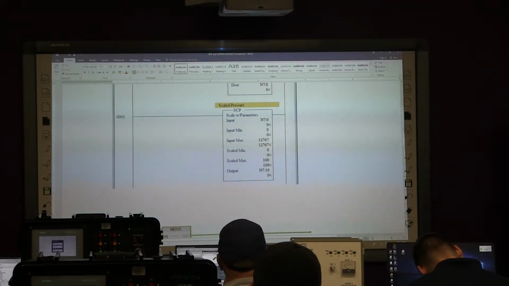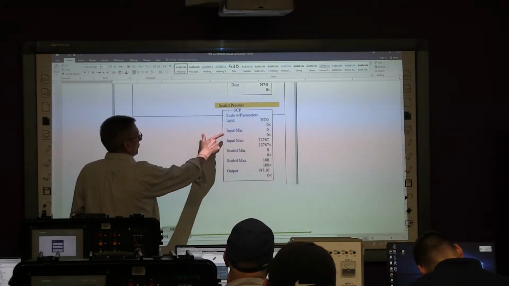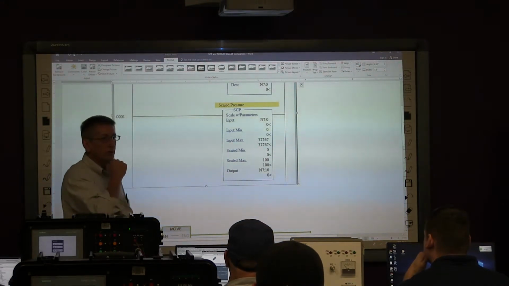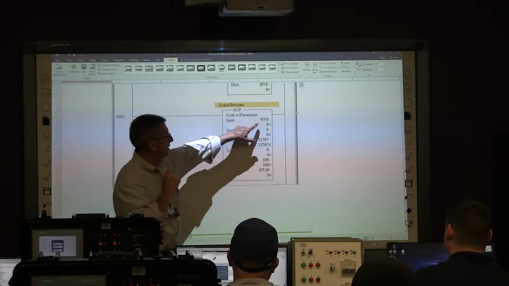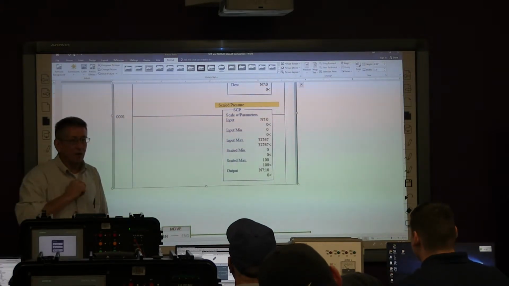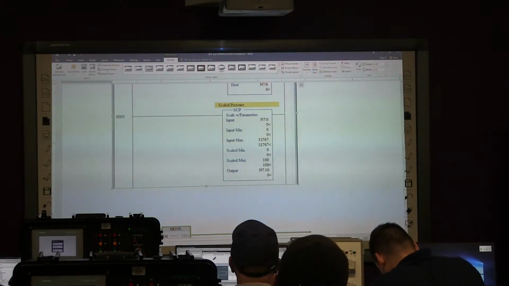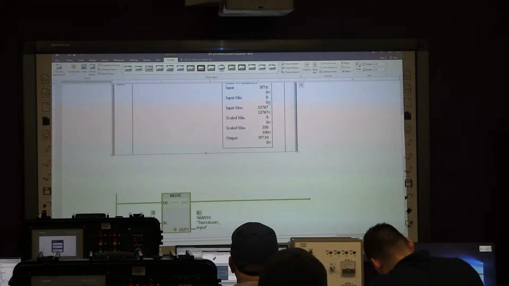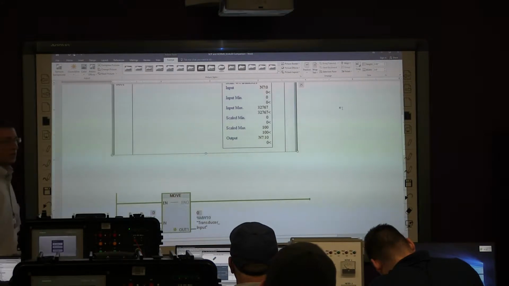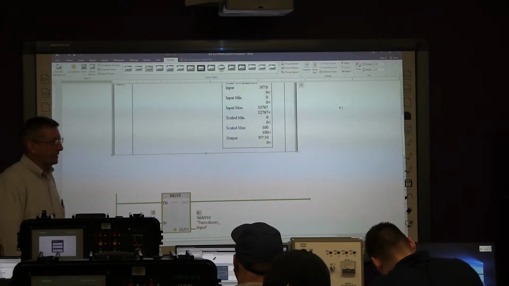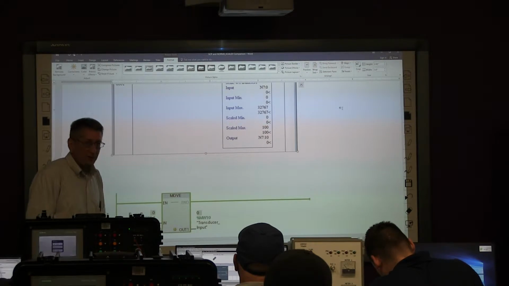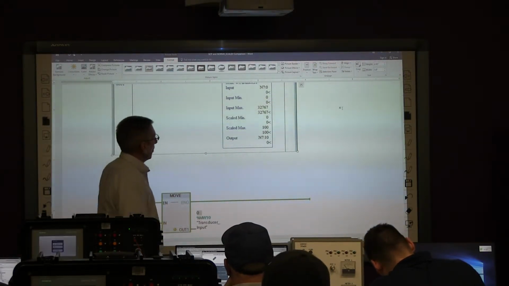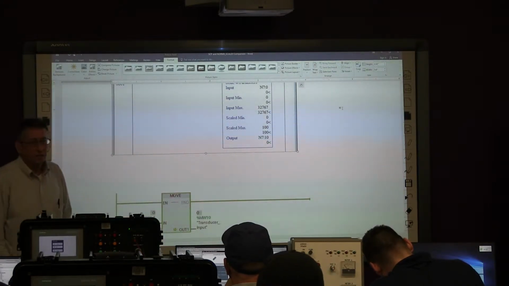If we look at the scale with parameters instruction, the input, what's this input referring to? This field input? Integer file? Yeah, which comes directly from our analog input device. Our input min, what's that referring to? Your lowest possible value. Yeah, the lowest possible value that transducer, that input will go to. And our input max?